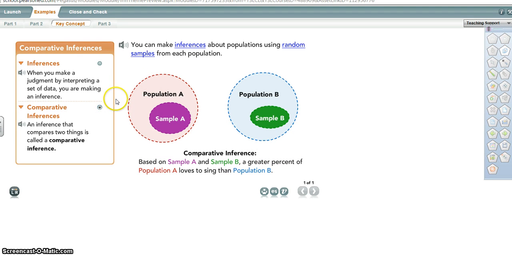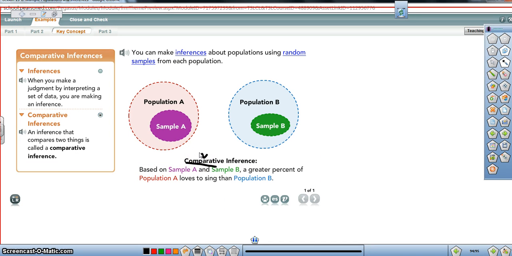Comparative inferences, the word comparative has that word compare in it, is just whenever you're comparing two populations. So based on sample A and sample B, it seems that a greater percentage of population A would like to sing than population B would.